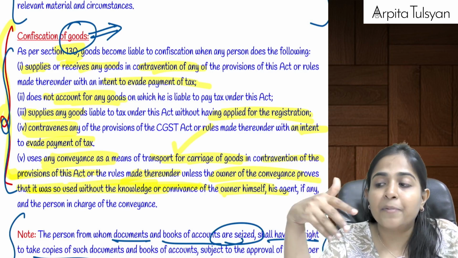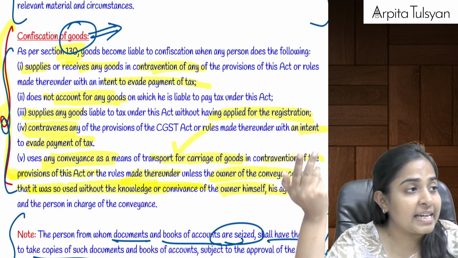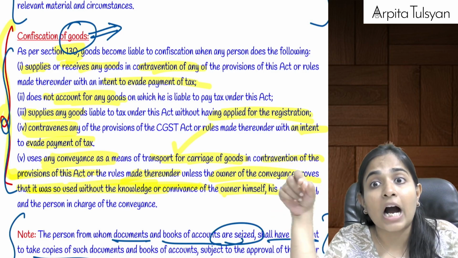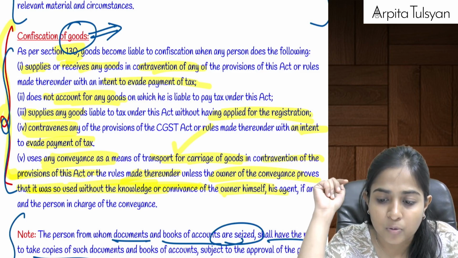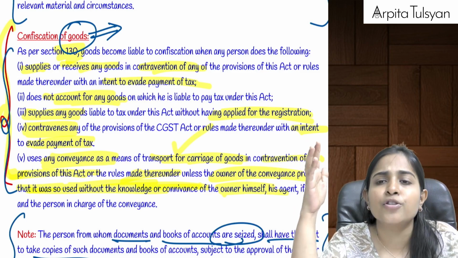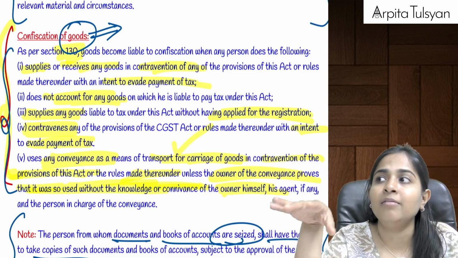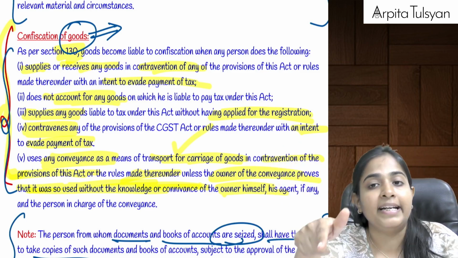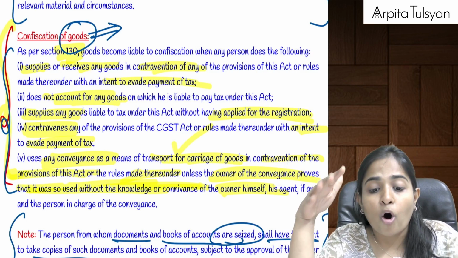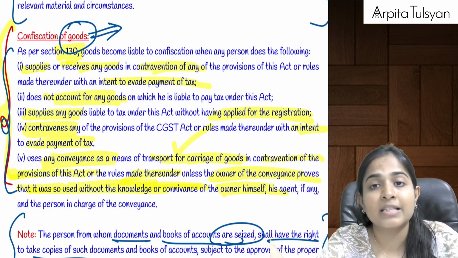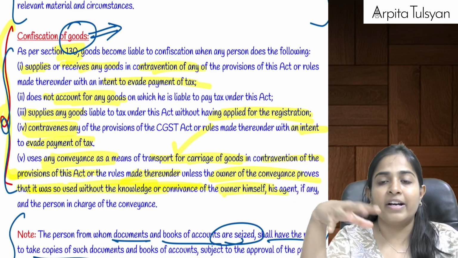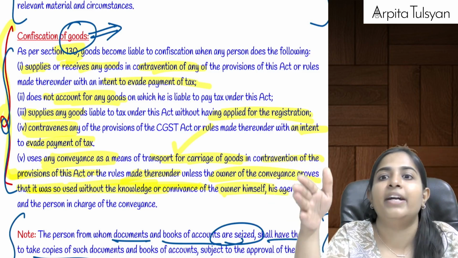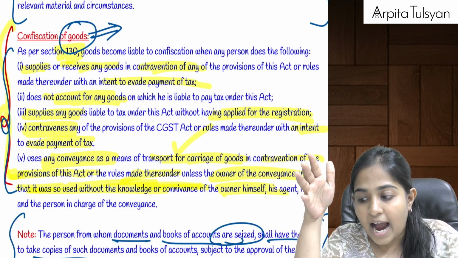Or if that person has supplied the goods without even taking registration under the law, or he has received the goods but has not accounted for them in his books of accounts, or he has contravened the provisions of the law with an intention, not by chance or by mistake, but with the intention to evade taxes, or he has used some conveyance, a vehicle, etc., for transportation or carriage of goods so that he can evade the taxes. Are you clear with this?